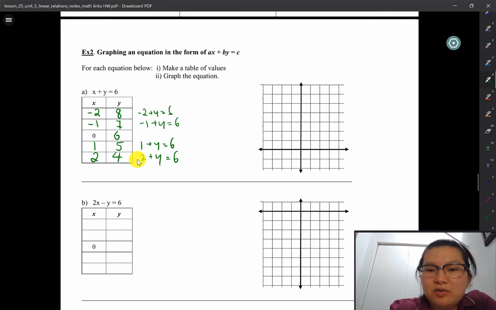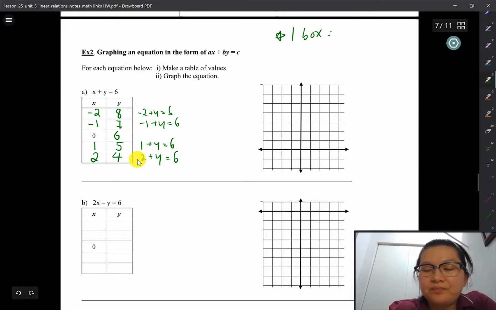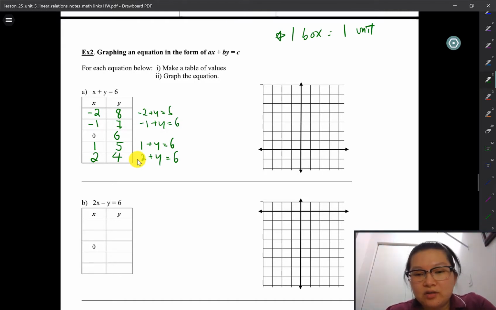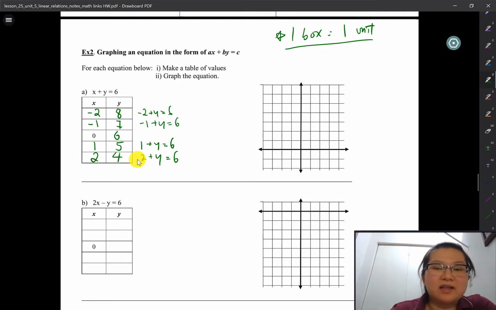So here, I'm just going to put a note: one box equals 1 unit. Normally I would label a graph, but just to save space and time in this video, I'm just going to put a note up here, assuming all of my boxes are going to be 1 unit for my x, 1 unit for my y, etc.